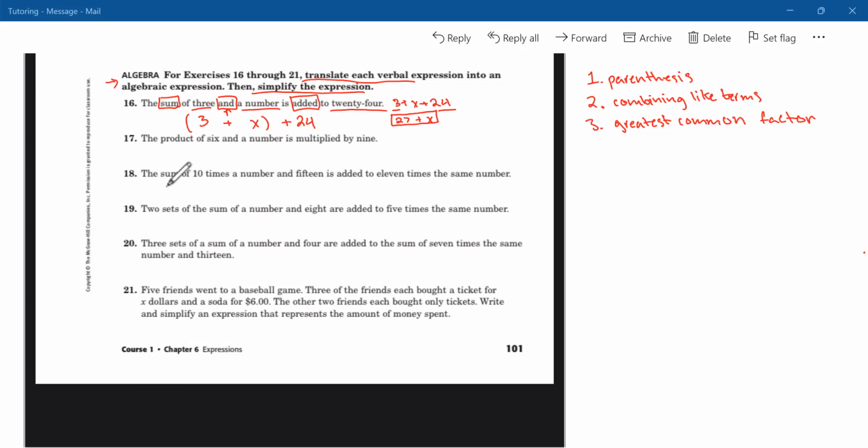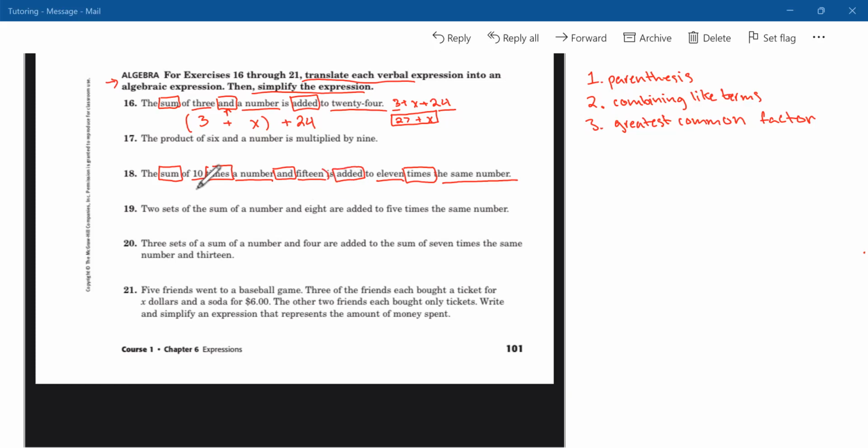It says the sum of 10 times a number and 15 is added to 11 times the same number. So let's look at the first half of the sentence. It says the sum of 10 times the number and 15.